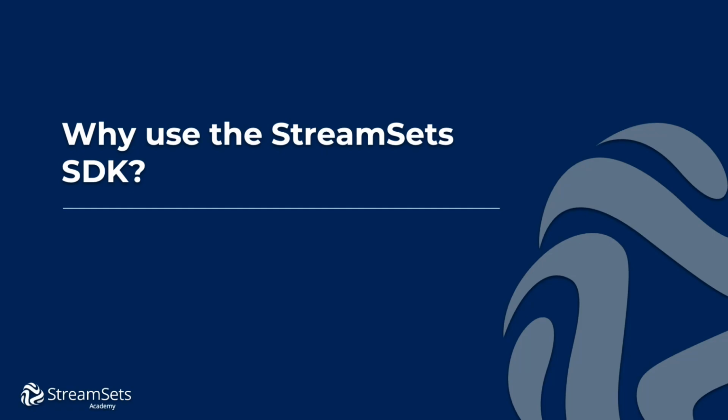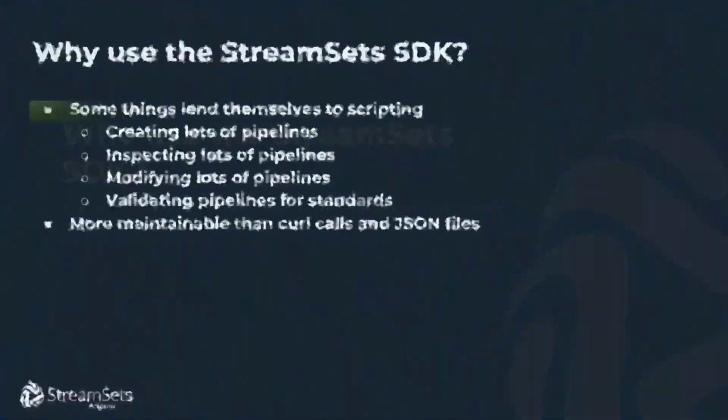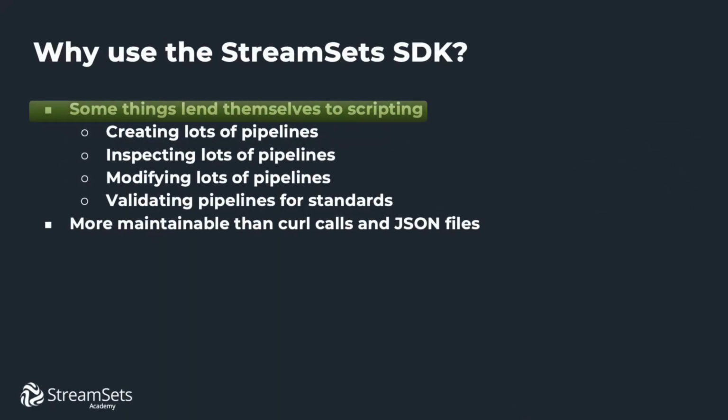Why would we use the SDK? Various use case examples are highlighted outside of this video as links, but some things do lend themselves to scripting. Creating: if we are creating lots of pipelines with multiple parameters, put them in a programmatic loop, for example, and create hundreds of different pipelines with different values for the parameters and run them automatically.